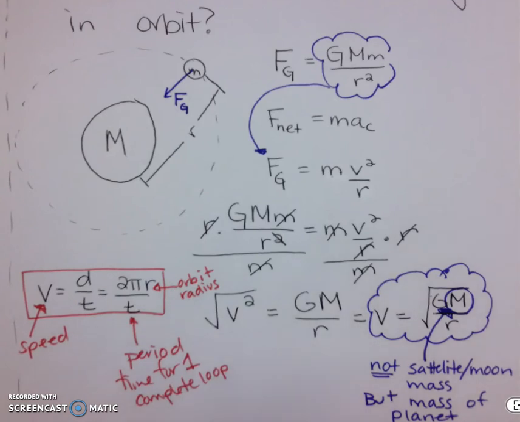And if you know these equations, then you can calculate how fast an object's traveling in orbit. Again, it doesn't depend on the satellite or the moon's mass, but it does depend on the mass of the object that is being orbited and how far away you are from that object.